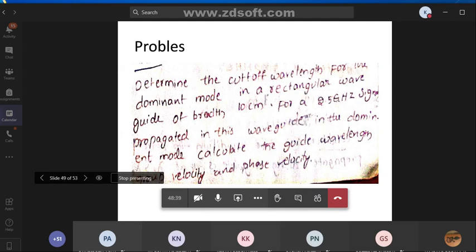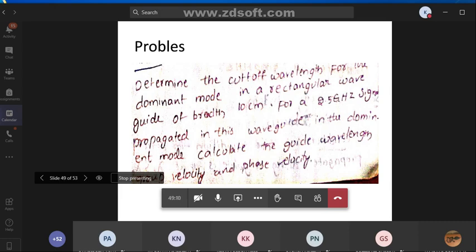See here, if you see the problems. Determine the cutoff wavelength for the dominant mode in a rectangular waveguide of breadth 10 centimeters for a 2.5 GHz signal propagated in the waveguide. Calculate the guide wavelength, phase velocity and group velocity.